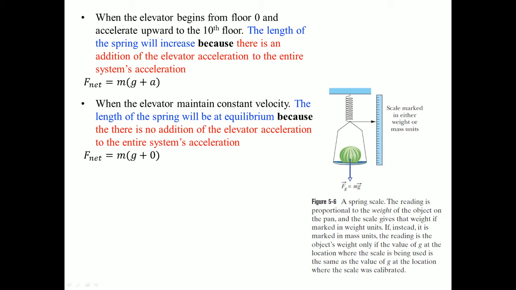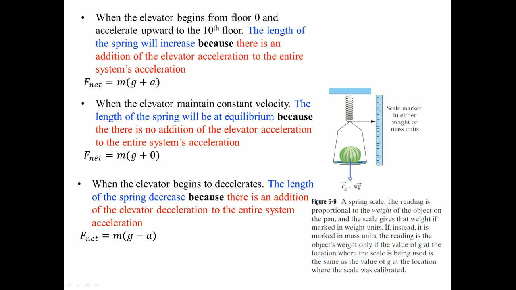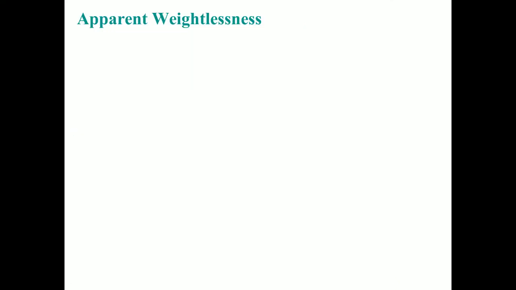Next, the elevator begins to decelerate. When it decelerates, the length will decrease, showing that it is lighter, because there is an addition of the elevator's deceleration to the entire system. That's why it's minus a. So this is what an apparent weight question would look like on the AP exam, in terms of either free response or multiple choice. Here are some notes for apparent weight as some side facts.